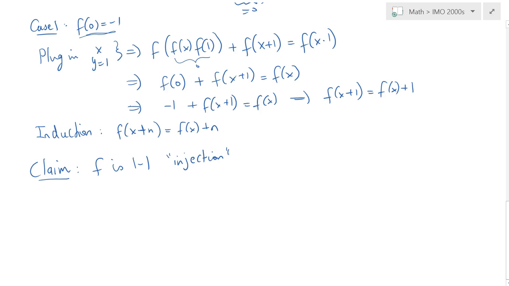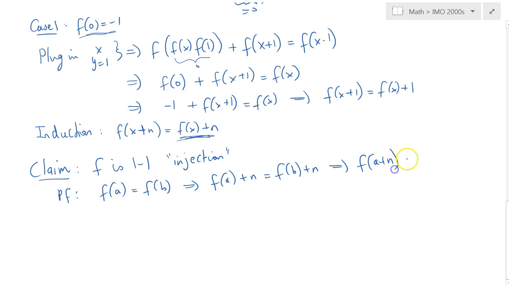Let's prove this first. As usual, let's have a look at what happens if f of a is equal to f of b. Obviously, because of this result that we have just found, this would imply that f of a plus n is equal to f of b plus n.